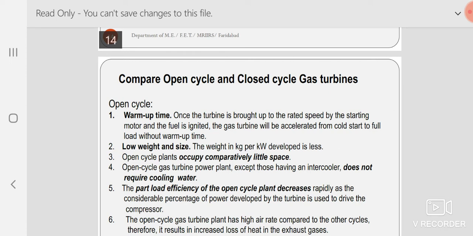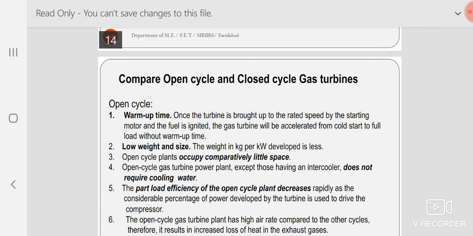Open cycle gas turbine power plant, except those having an intercooler, does not require cooling water. Now, intercooler, we will talk about in future classes. It is an efficiency increasing device. It increases the efficiency of the turbine. So I am not going to talk about intercooler directly here, but it does not require cooling water.